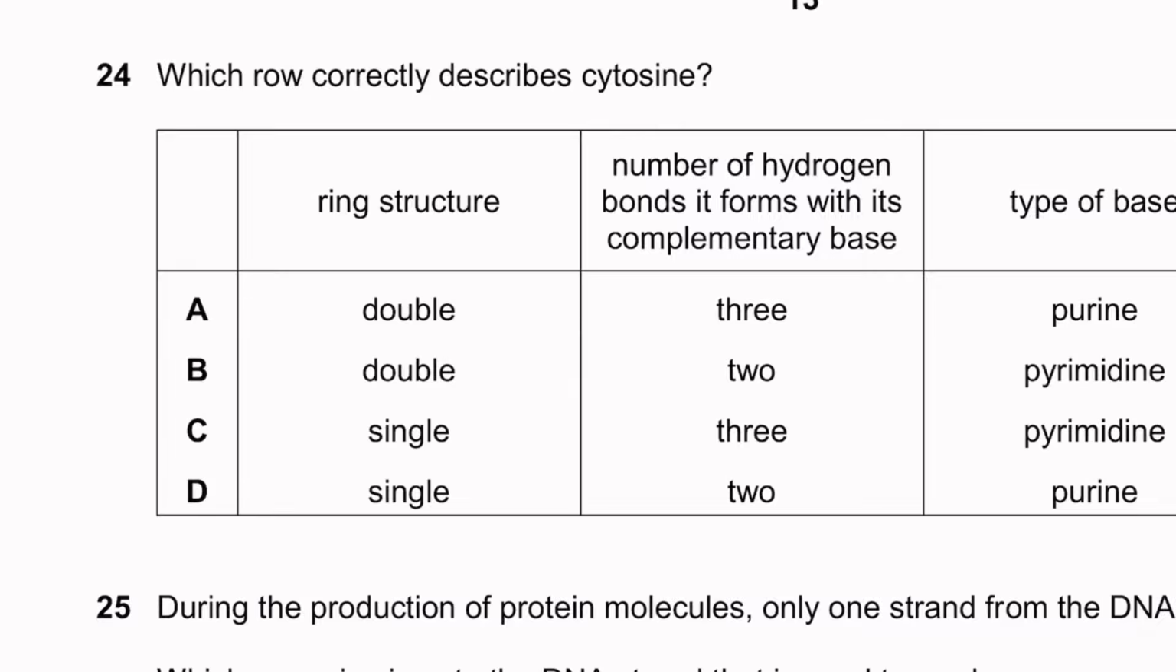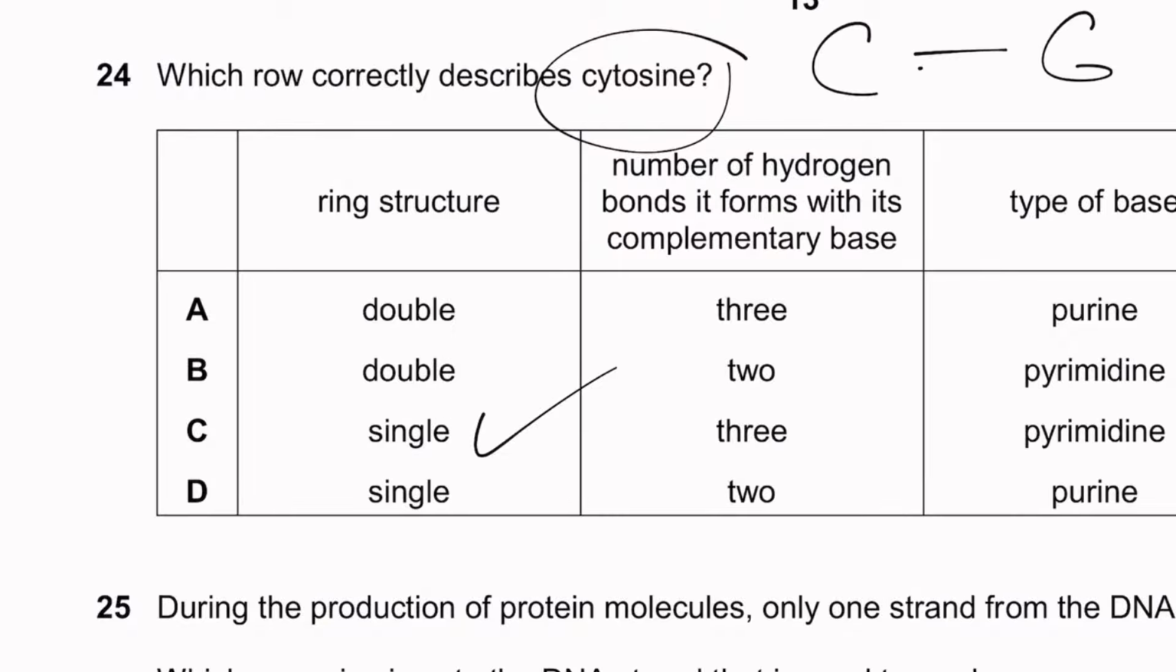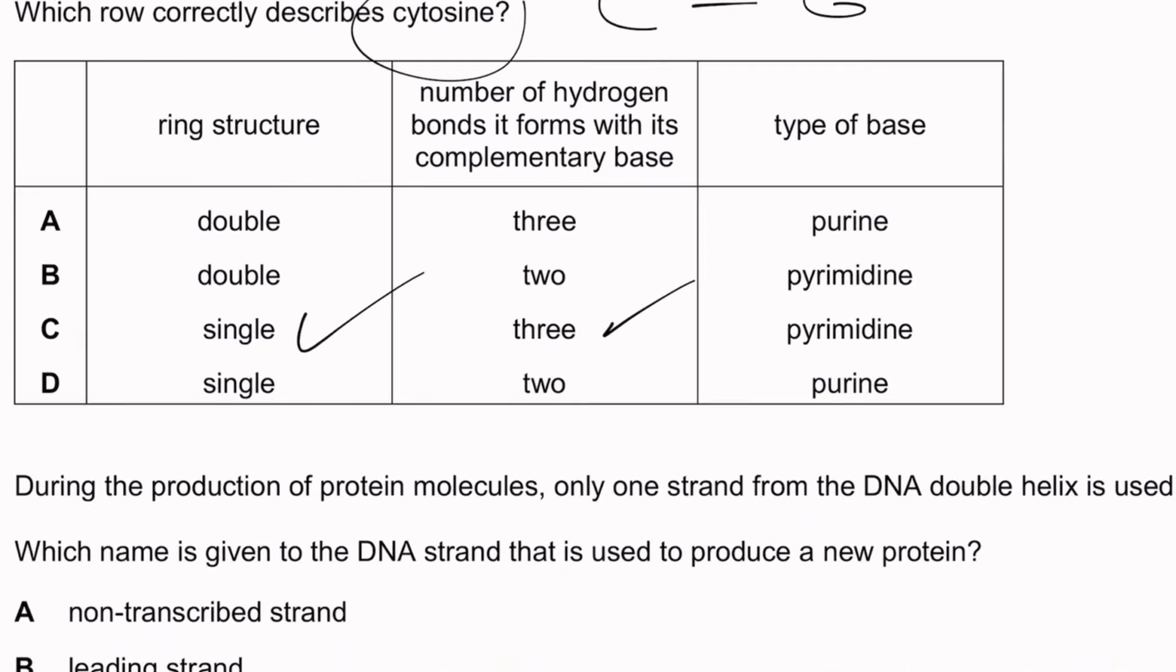Moving on to 24. Which row correctly describes cytosine? Ring structure, double. Okay, cytosine is a pyrimidine. Pyrimidines have a single ring, and another example of a pyrimidine would be thymine, whereas the purines are adenine and guanine. So cytosine is going to have a single ring structure. How many bonds does it form with the complementary base? Cytosine is complementary to guanine and it forms 3 hydrogen bonds with it. So the type of base is pyrimidine, so that's C.